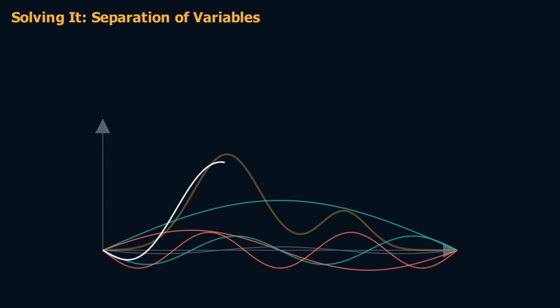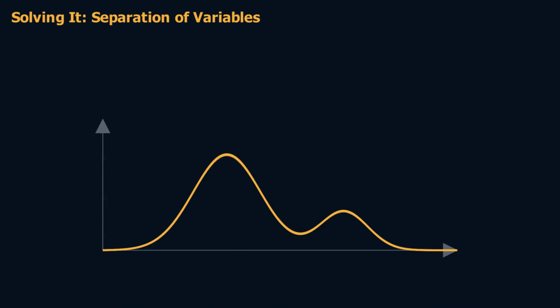Already with just 5 modes, the sum lands almost exactly on our bump. That sum is the exact solution. The complete future of the rod. Watch what it predicts.